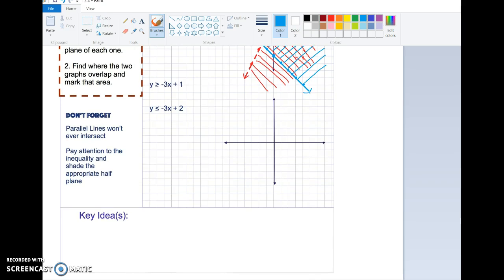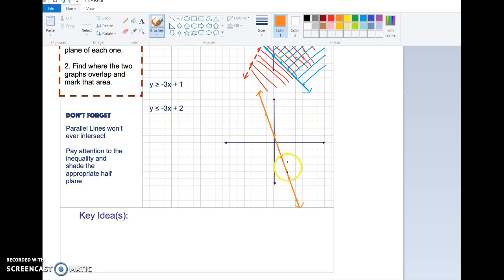Let's do the next one. The next one says y is greater than or equal to negative 3x plus 1. So go ahead and graph that one for me. Okay, I've graphed my line, and it is y equals negative 3x plus 1. And so I started at 1, and I went down 3 over 1, down 3 over 1, and up 3, back 1. And I've graphed my line.